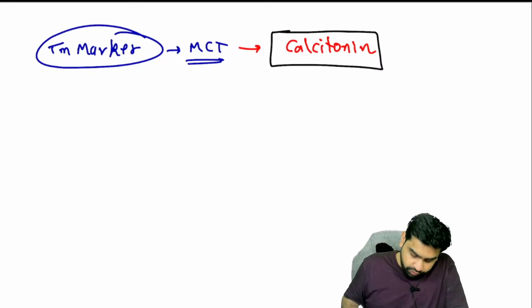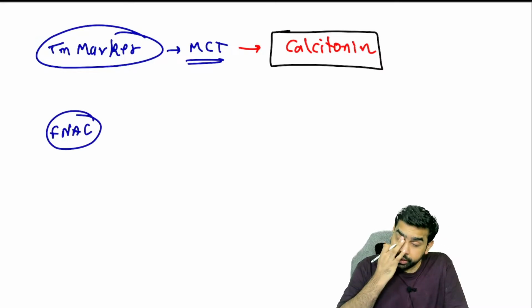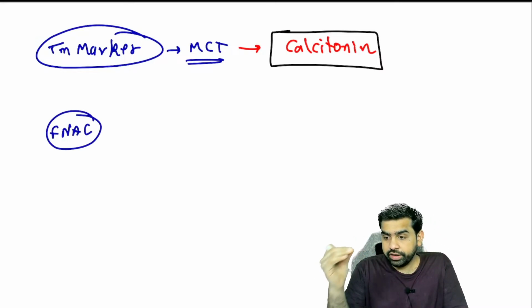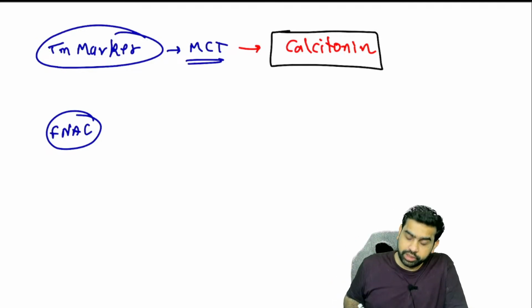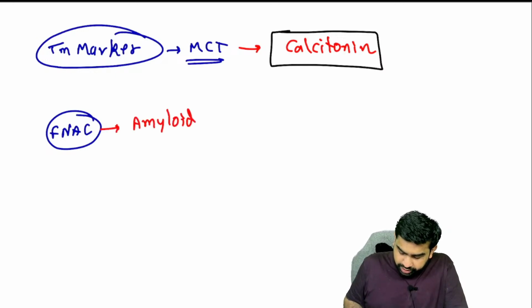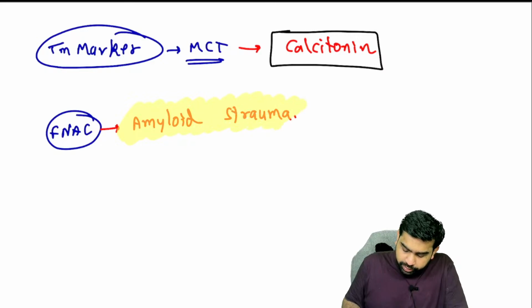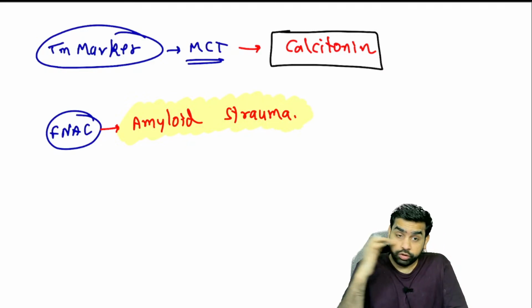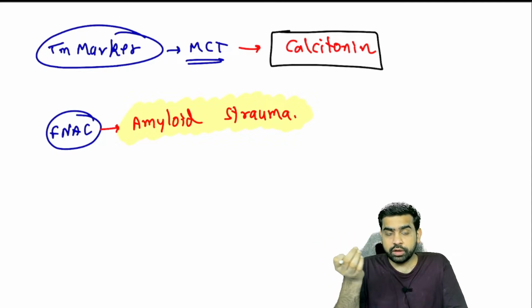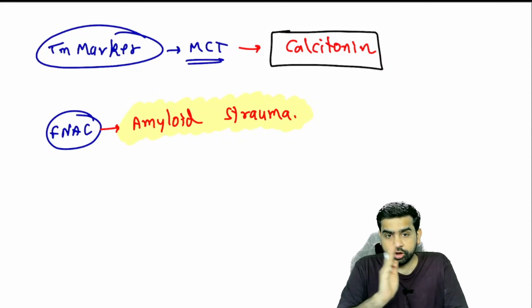Okay, now if I ask you, when you perform an FNAC in these particular patients, what are you going to find? Anybody, can you help me with this? If you perform an FNAC in these particular patients, you're going to find what you call an amyloid stroma. So these are the important one-liners. If they ask you that there was a patient who had a thyroid nodule and you performed an FNAC which showed an amyloid stroma, what is the diagnosis of that particular patient? The diagnosis is medullary carcinoma of thyroid. Okay, what is the diagnosis? It is medullary carcinoma of thyroid.